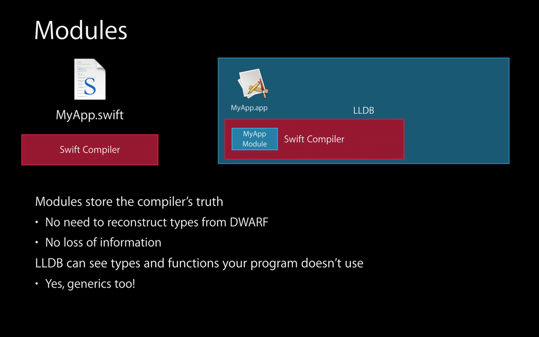Since generics are actually types that the compiler understands natively, and since we have the compiler's very own understanding of the truth, now we get every type and every function through module information, even those you did not use in your source code, and even generic ones.